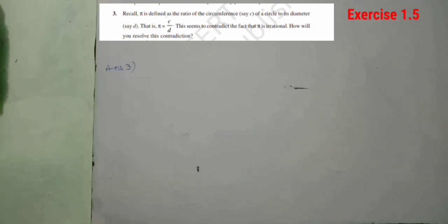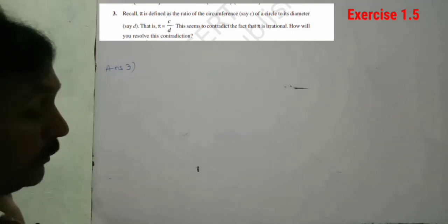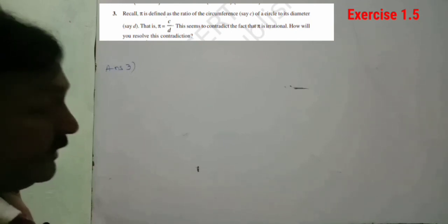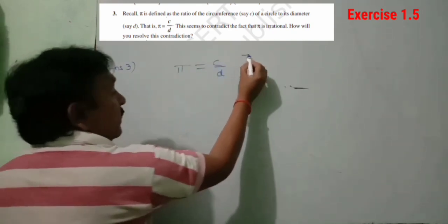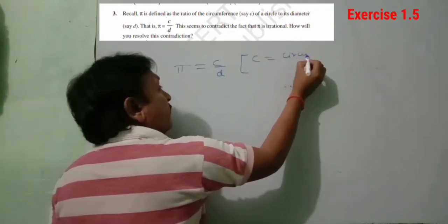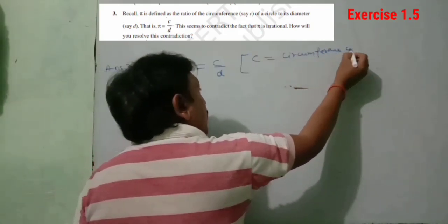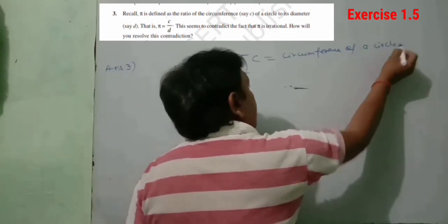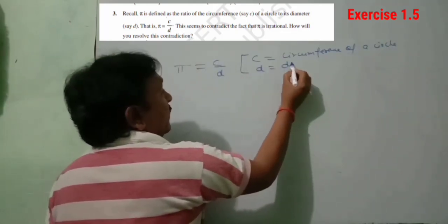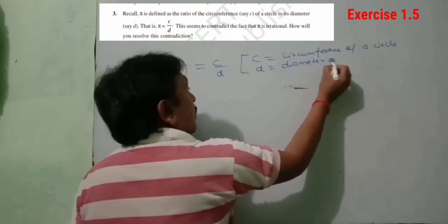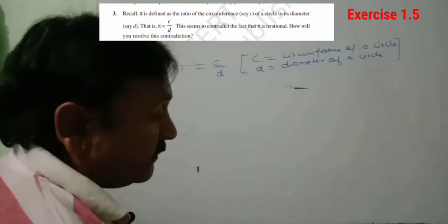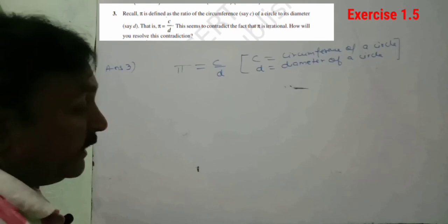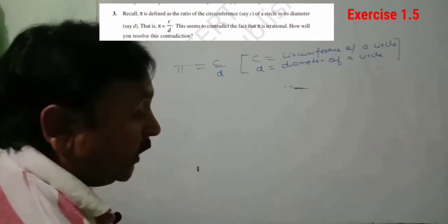See now what actually question number 3 is saying. On the board you can see, recall pi is defined as the ratio of the circumference of a circle to its diameter. Means in the question it is giving pi is equal to c upon d, where c is the circumference of a circle and d is the diameter of a circle. Okay. Now the question is saying this seems to contradict the fact that pi is irrational. Okay. How will you resolve this contradiction?